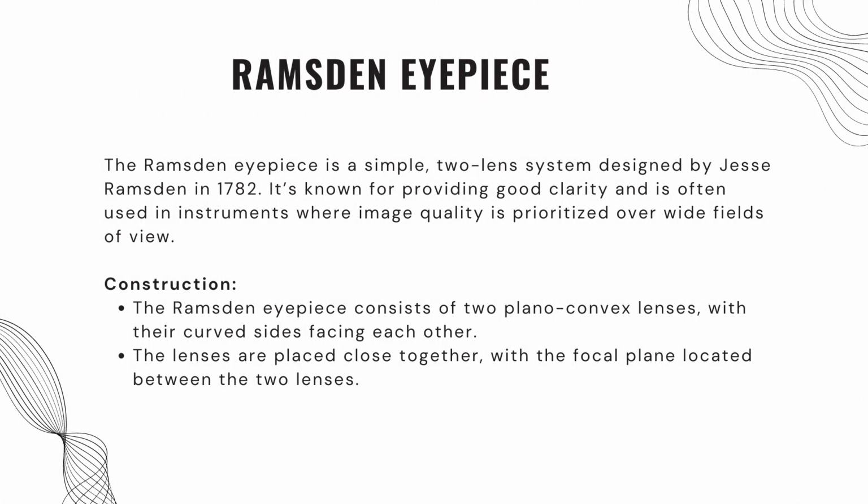Ramsden eyepiece. The Ramsden eyepiece is a simple, two-lens system designed by Jesse Ramsden in 1782. It's known for providing good clarity and is often used in instruments where image quality is prioritized over wide fields of view. Construction. The Ramsden eyepiece consists of two plano-convex lenses, with their curved sides facing each other. The lenses are placed close together, with the focal plane located between the two lenses.